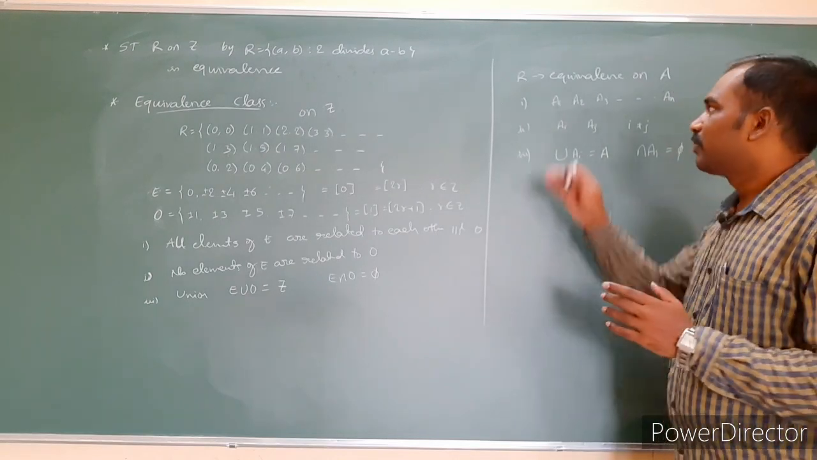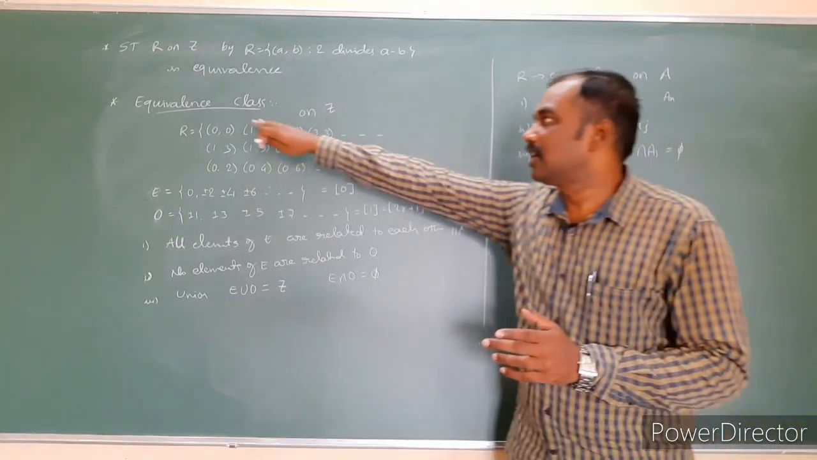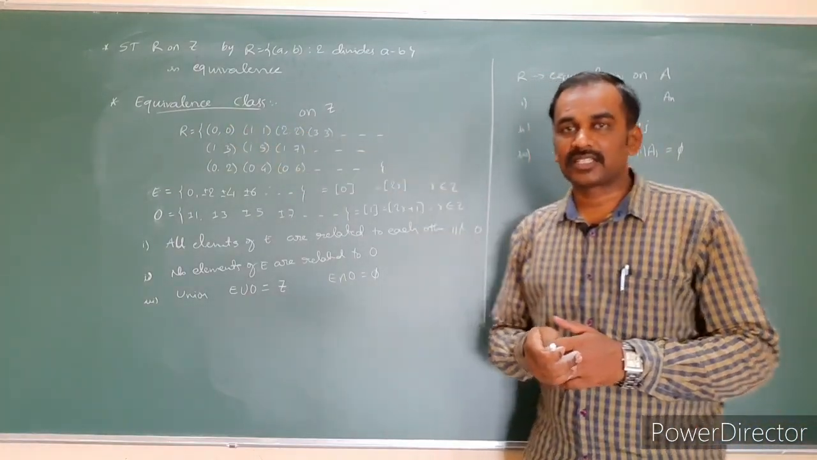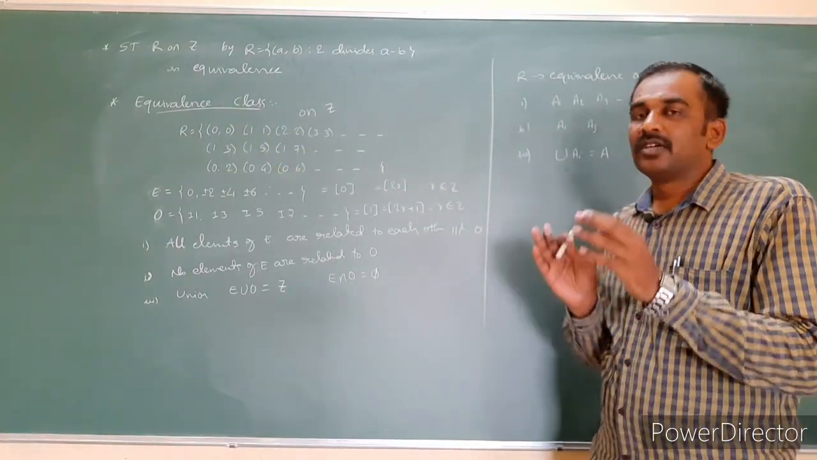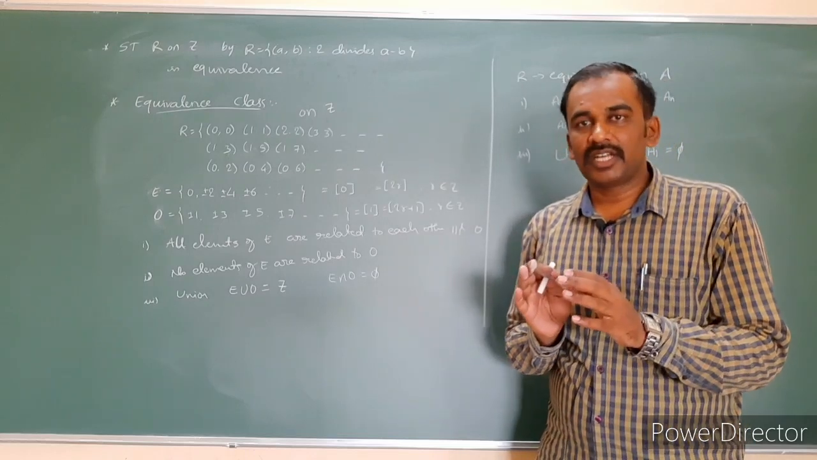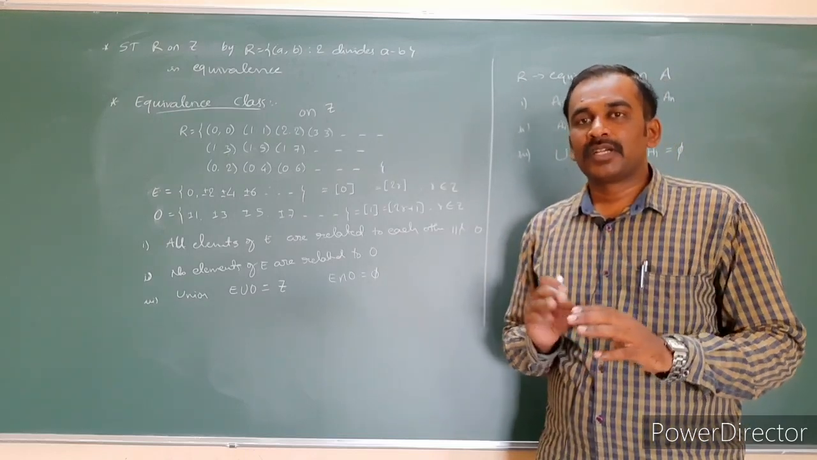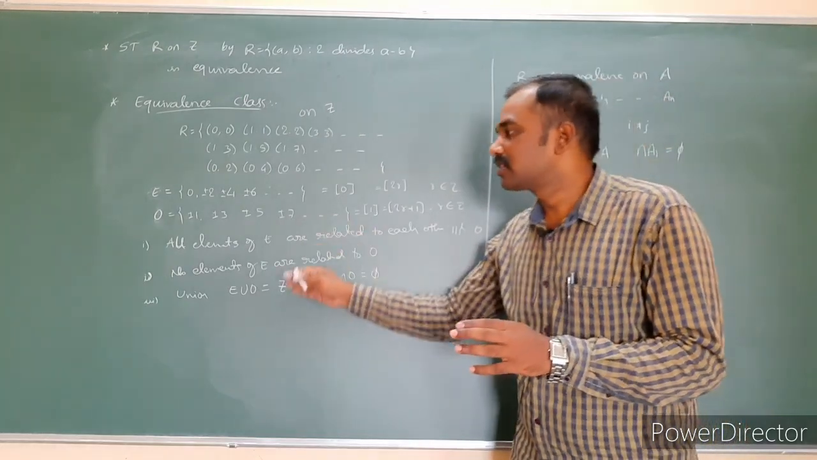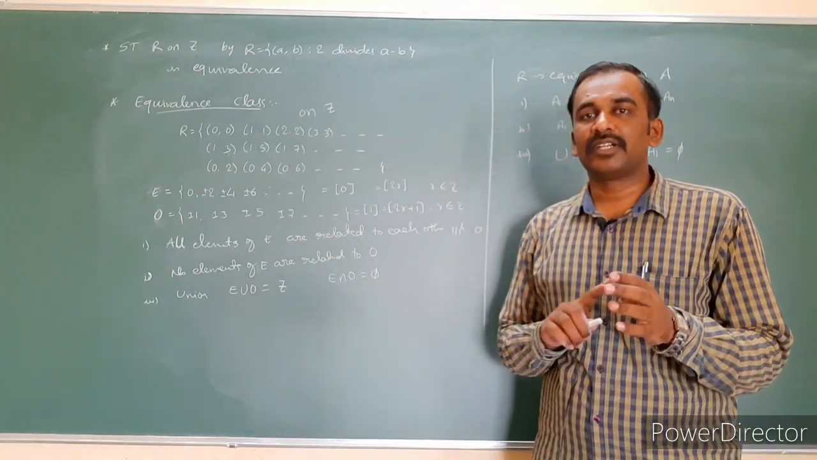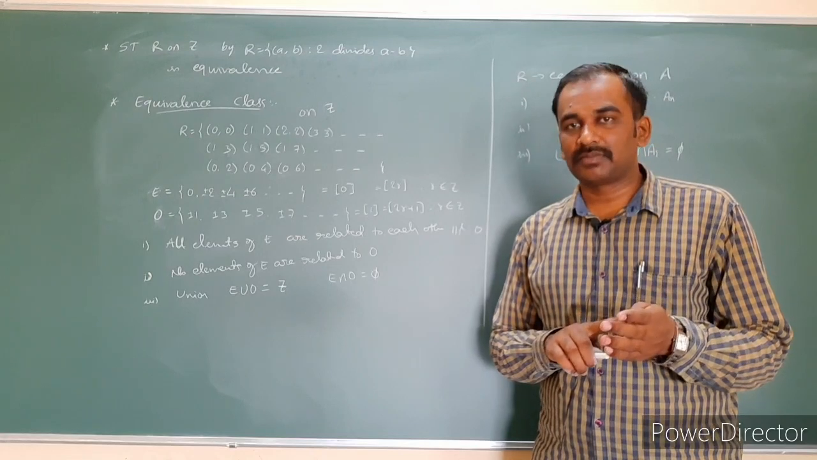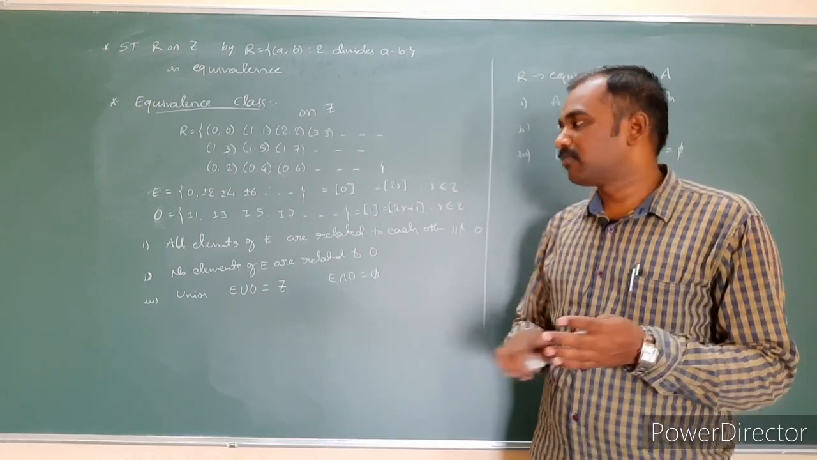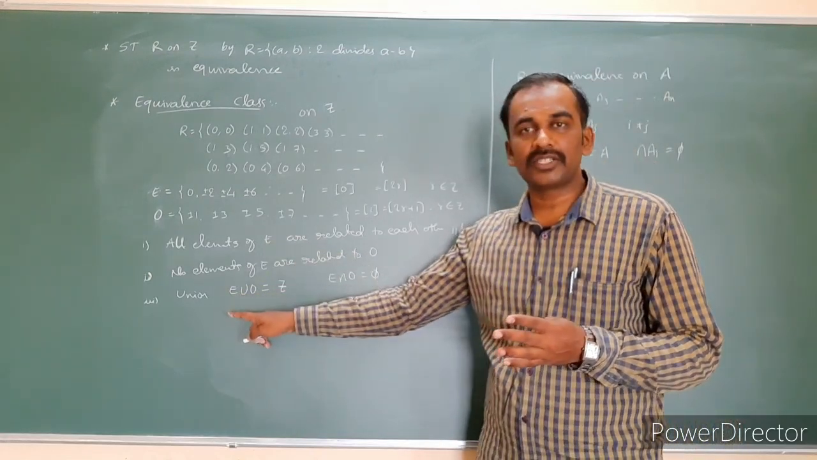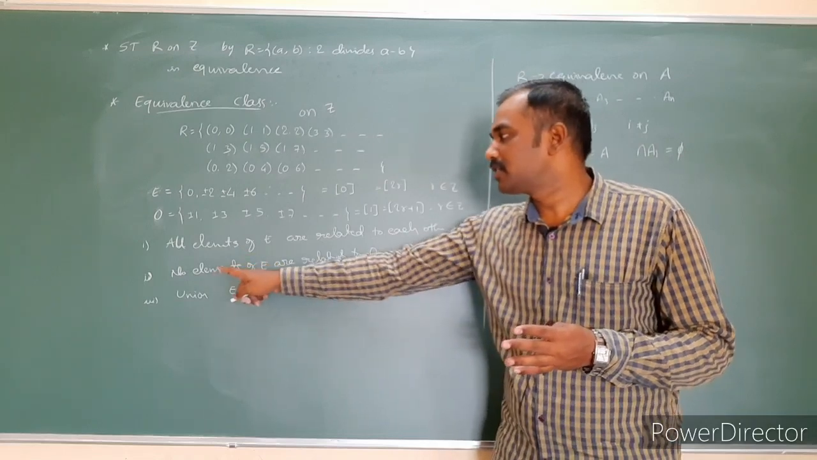I hope you have got a clear picture of the equivalence class. In a very simple way, an equivalence relation depends on a particular set, and that particular set we have to divide. How do we divide it? By satisfying three conditions. First, we divide it into n number of subsets. The remaining two conditions help in dividing these subsets. What are the remaining two conditions?